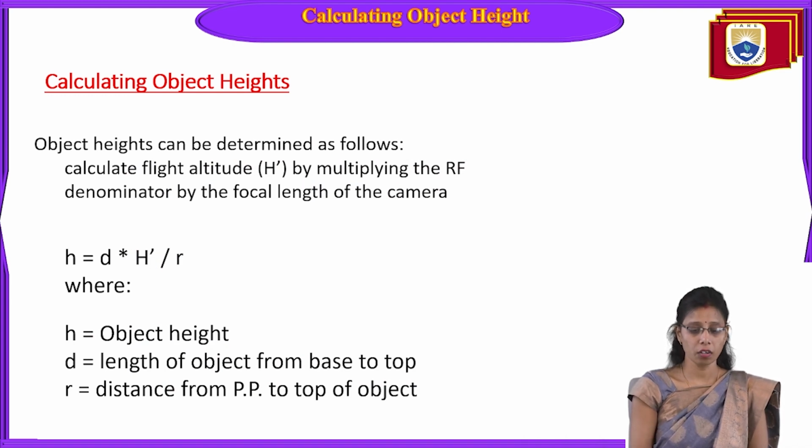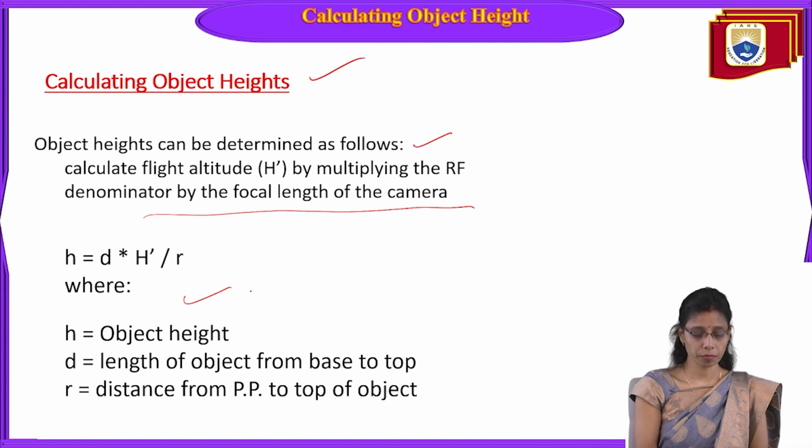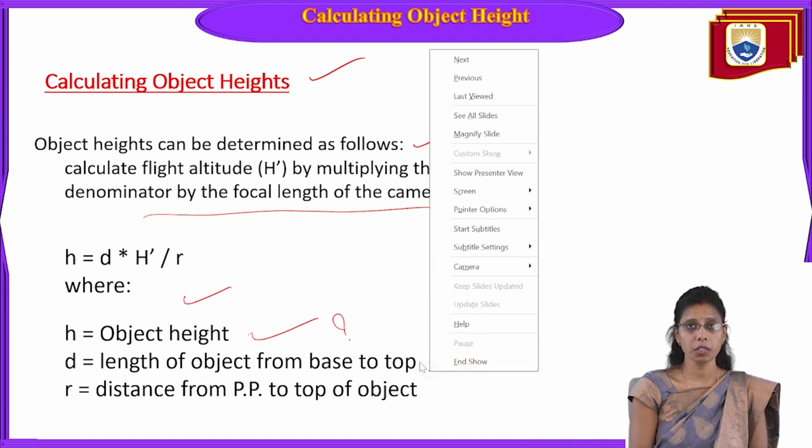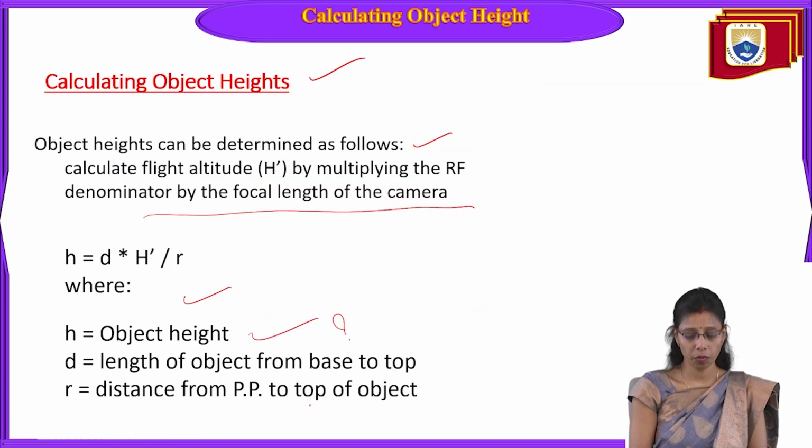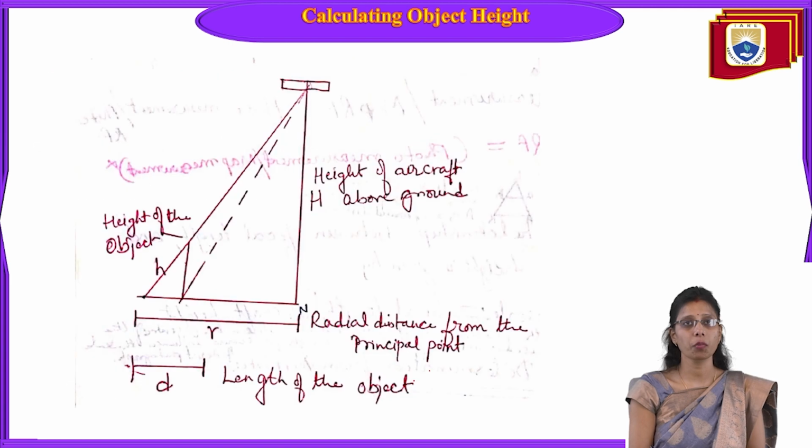So calculating object heights can be determined as follows. Calculate flight altitude by multiplying the RF denominator by the focal length of the camera. Now here is the formula, h = D x H / R, where h is the object height, which we have to find out, and D is the length of the object from base to top. R is the radial distance from the principal point.